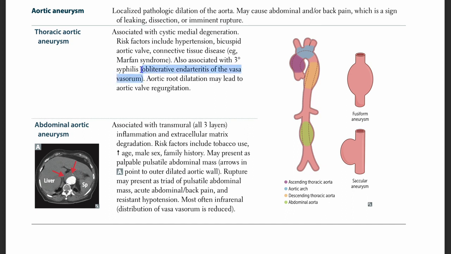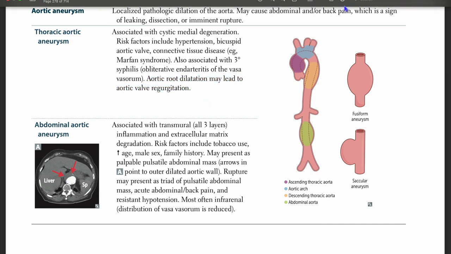And this is why in one of the questions they said that when a child was delivered, the umbilical cord had necrosis on it. It's because of syphilis. Syphilis will cause that. Aortic root dilation may lead to aortic valve regurgitation. Okay. So what's happening here normally?